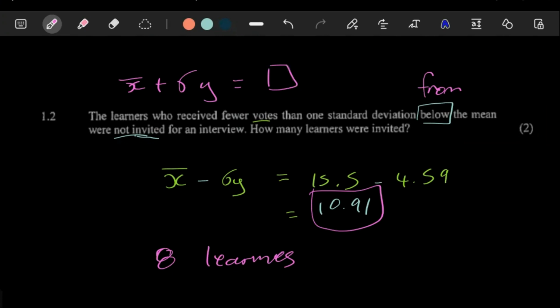And then what we would need to do is look for all the numbers within the space from this to whatever this number would be. All those values between this and that, we know those are the people who would have received votes that are one standard deviation from the mean. So if they're saying those people were not invited, it means we would need to pick everyone outside that range. But with this question, it's quite straightforward. It's 8 learners. Let's move on.